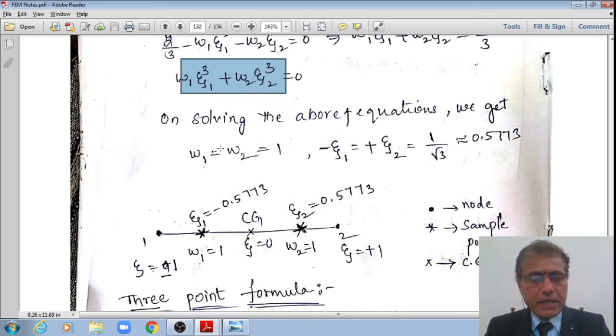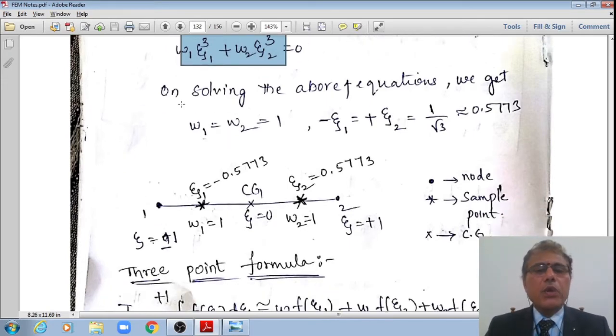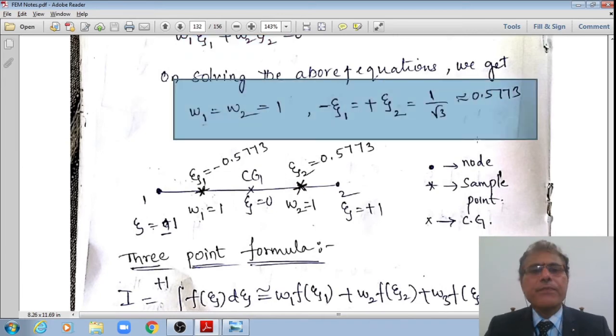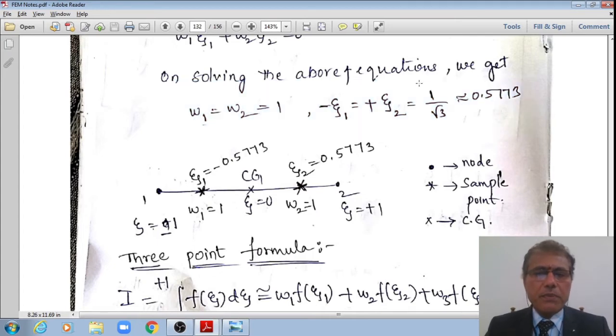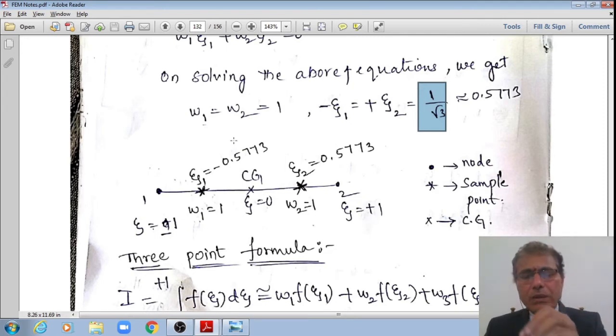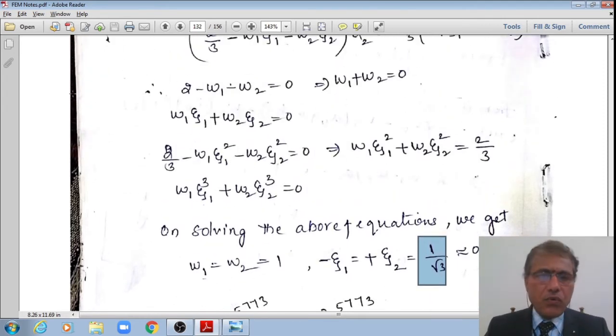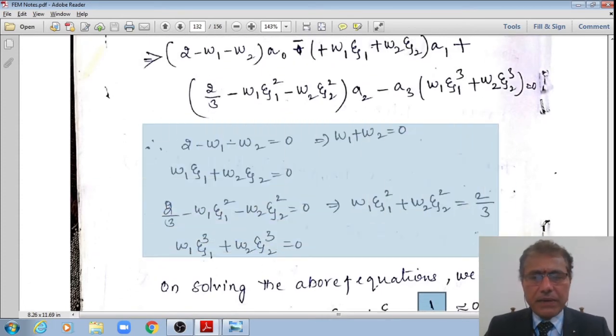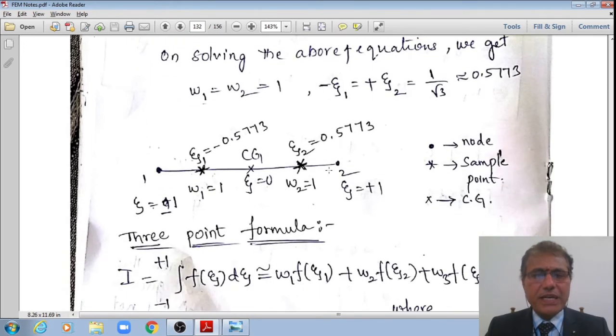Solving these four simultaneous complex equations, I do have only a unique solution, that these four equations will be satisfied only if W1 is equal to 1, W2 is equal to 1, right, unity, and Xi1 is equal to minus 1 by root 3, right, Xi2 is equal to plus 1 by root 3. That is, only if these four values are substituted in the above four equations, then all the four complex simultaneous equations are satisfied, right.